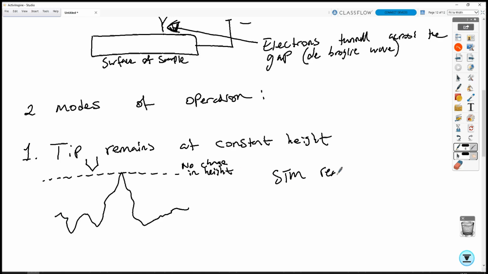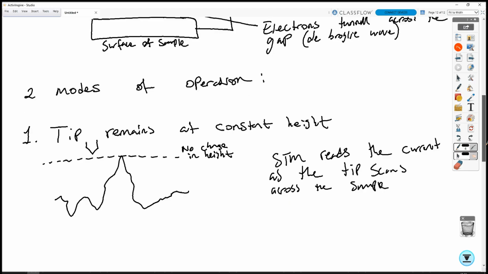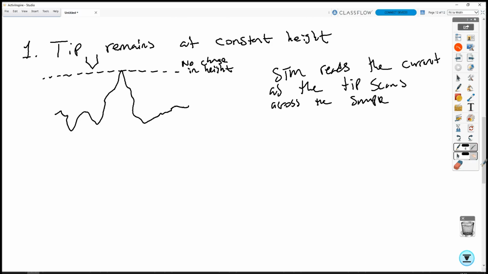So the STM reads the current as the tip scans across the sample. A larger gap results in less current, and then the current is used to generate the image.